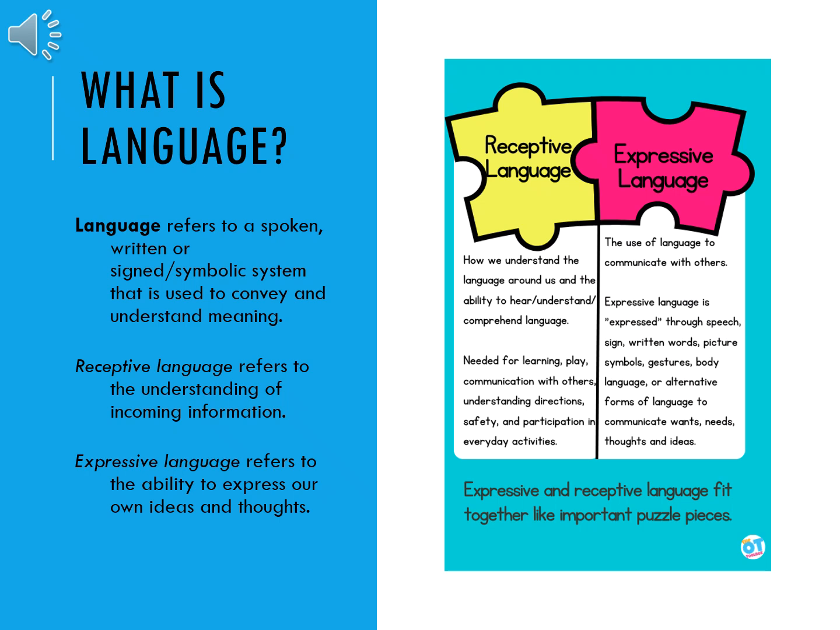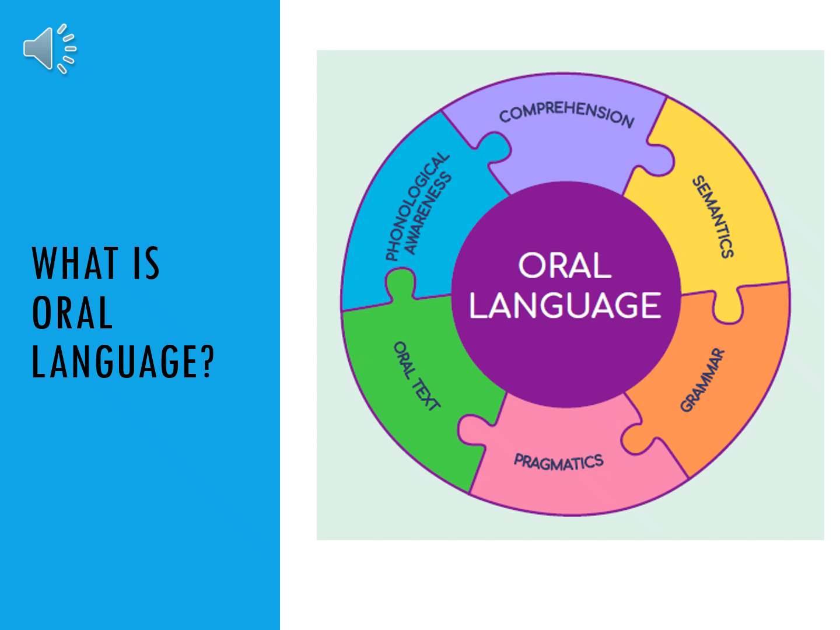So what is language? Language refers to a spoken, written or signed symbolic system that is used to convey and understand meaning. Receptive language refers to the understanding of the incoming information. Expressive language refers to the ability to express our own ideas and thoughts. Expressive and receptive language fit together like important puzzle pieces. When we talk about oral language, we are looking at 6 different areas or skills that all come together to help us be competent oral language users.